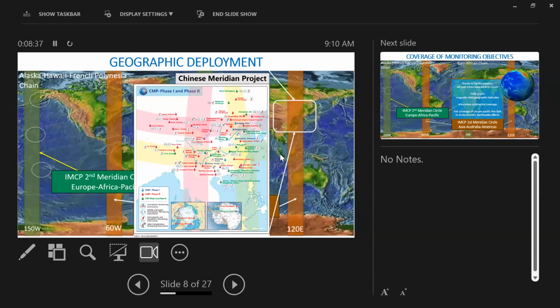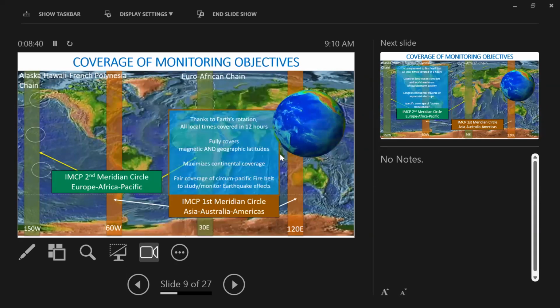So what are the virtues of the 2 circles? The first meridian circle can capture, thanks to the Earth's rotation, all local times in 12 hours of UT. It also fully covers magnetic and geographic latitudes. It maximizes continental coverage, which makes it easier, of course, for a chain that will be deployed at the surface of the Earth. And finally, it gives a good coverage of the circum-Pacific fire belt to study and monitor earthquake effects.